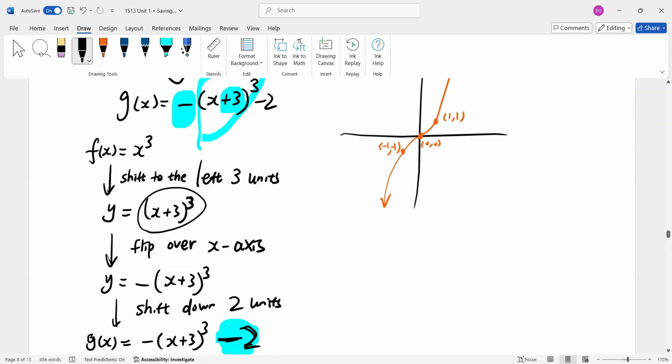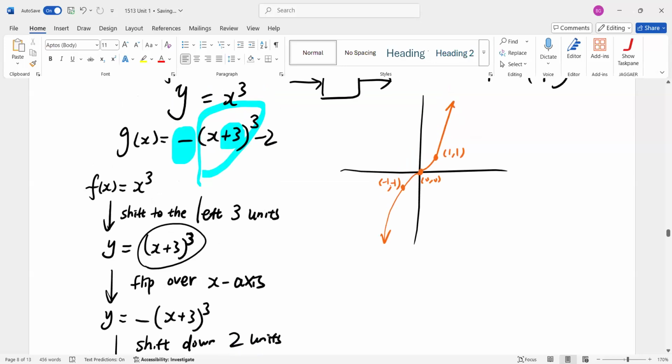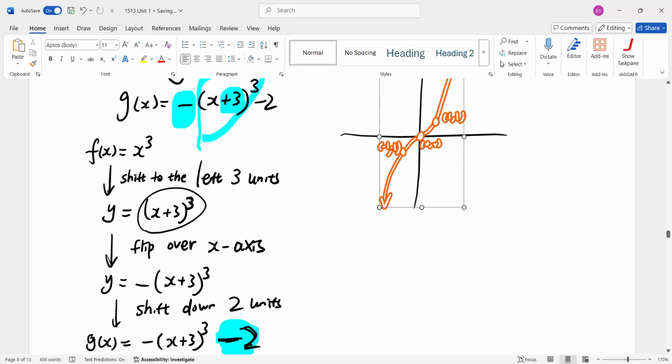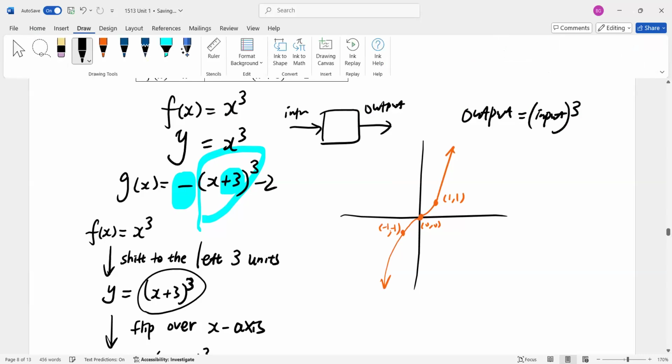Let me see if I can do this. Oh, yeah, actually I could. But the coordinates are gonna change, okay? The coordinates are gonna be different. So basically, let me erase those points, the coordinates, I mean.